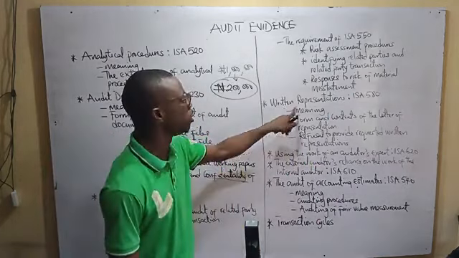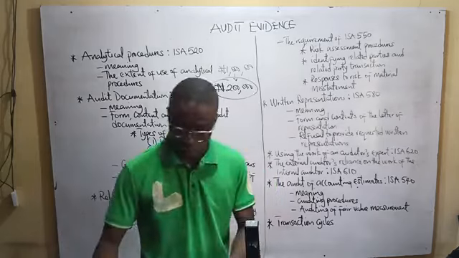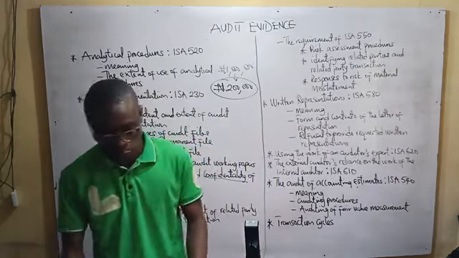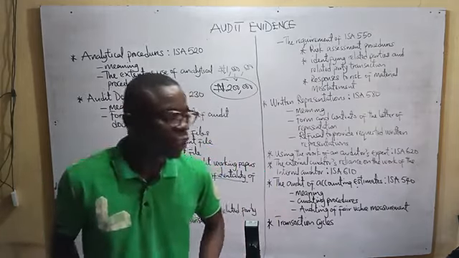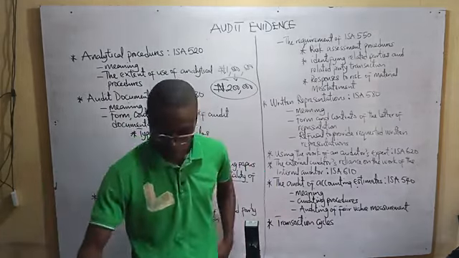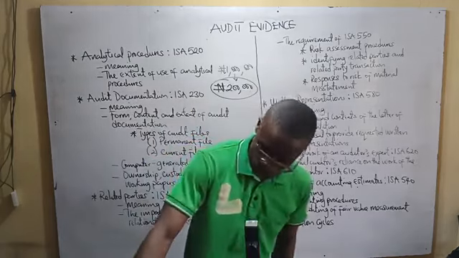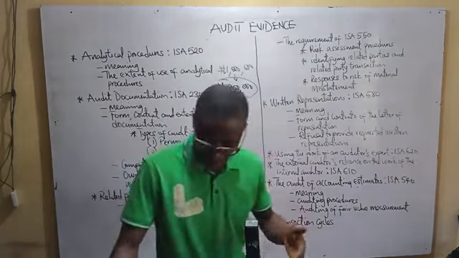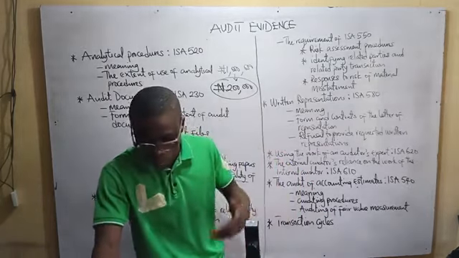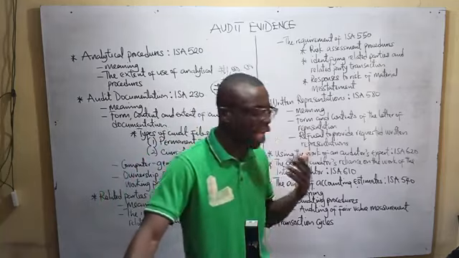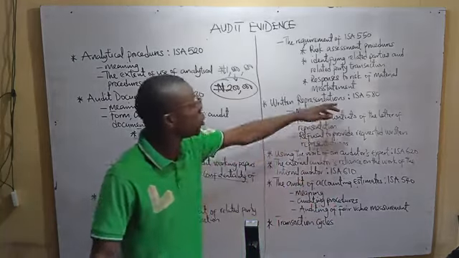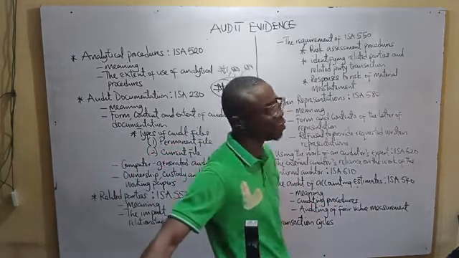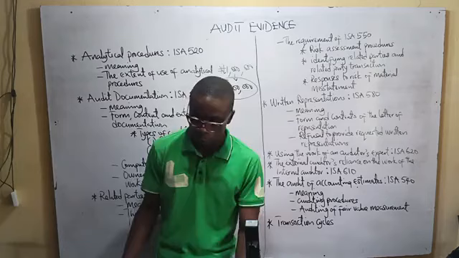580 is called written representation. So let's look at how the standard defined written representation. It defined written representation as a statement made by management, provided to confirm certain matters or to support other audit evidence. That's how International Standard on Auditing 580 defines what representation is.